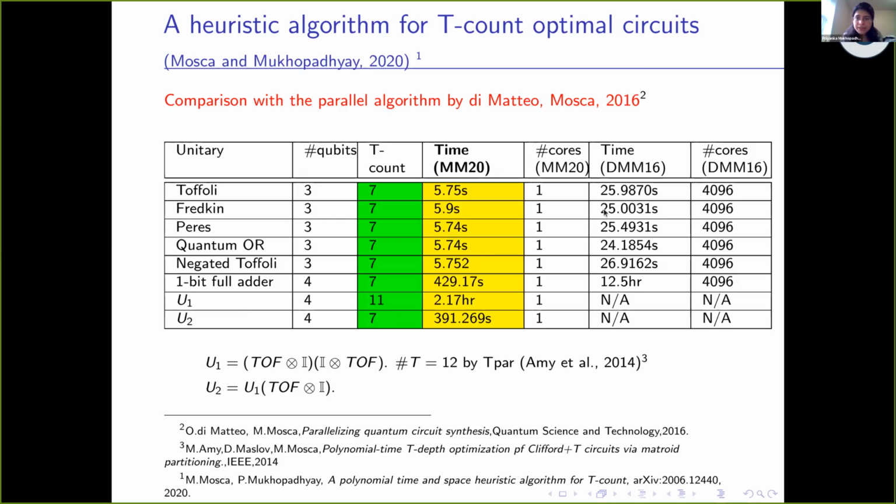Our time is much less than the time of DiMatteo and Mosca. For example, this full adder, we can synthesize the circuit in roughly 7 minutes, and they take 12.5 hours. We use only one core, while DiMatteo and Mosca use 4096 cores.